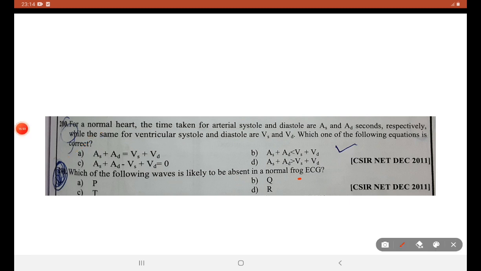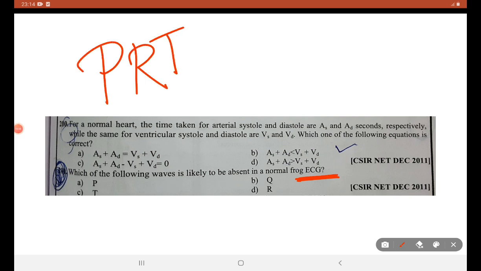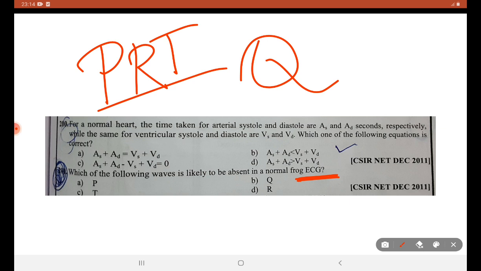Normal ECG, which wave is absent in frog? P, R, T will be present. Q absent. So B is the right answer.